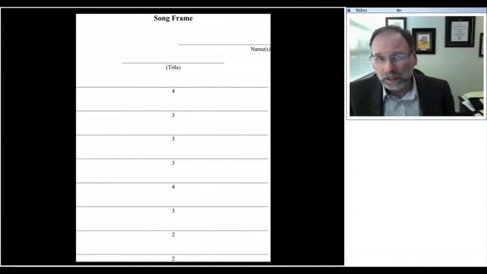Now look at the lines as I count. 1, 2, 3, 4. 1, 2, 3. 1, 2, 3. 1, 2, 3. 1, 2, 3, 4. 1, 2, 3. 1, 2, 1, 2.